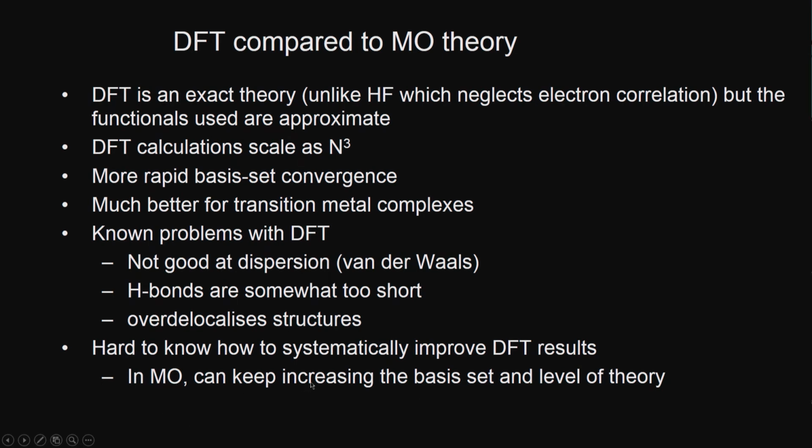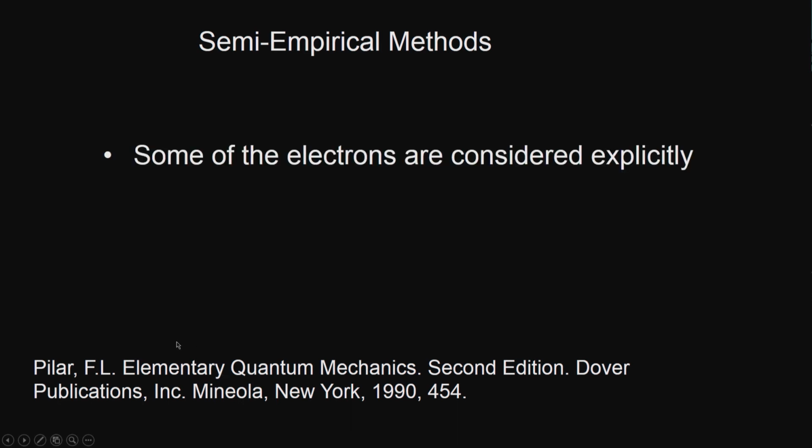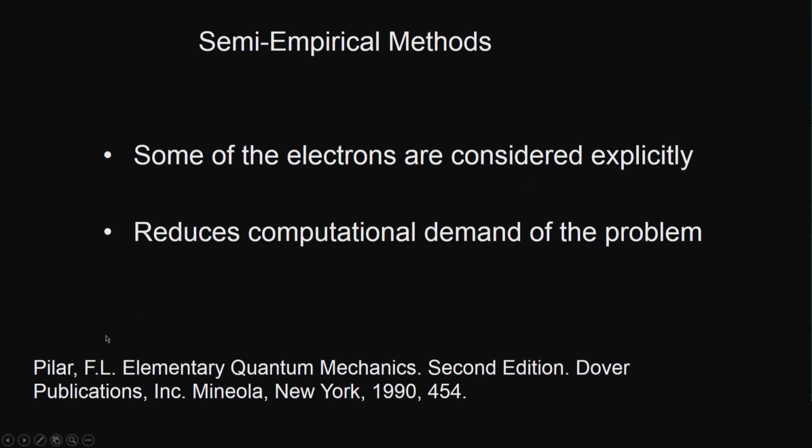In molecular orbital theory we can keep increasing the basis set and level of theory, okay. So in DFT you do not know how to improve further. In semi-empirical methods, some of the electrons, like I said, are considered explicitly, which reduces the computational demand of the problem. Semi-empirical methods are very popular and widely used because they are computationally less intensive and we get reasonably good answers. Of course, it is not exact, but reasonably good answers.